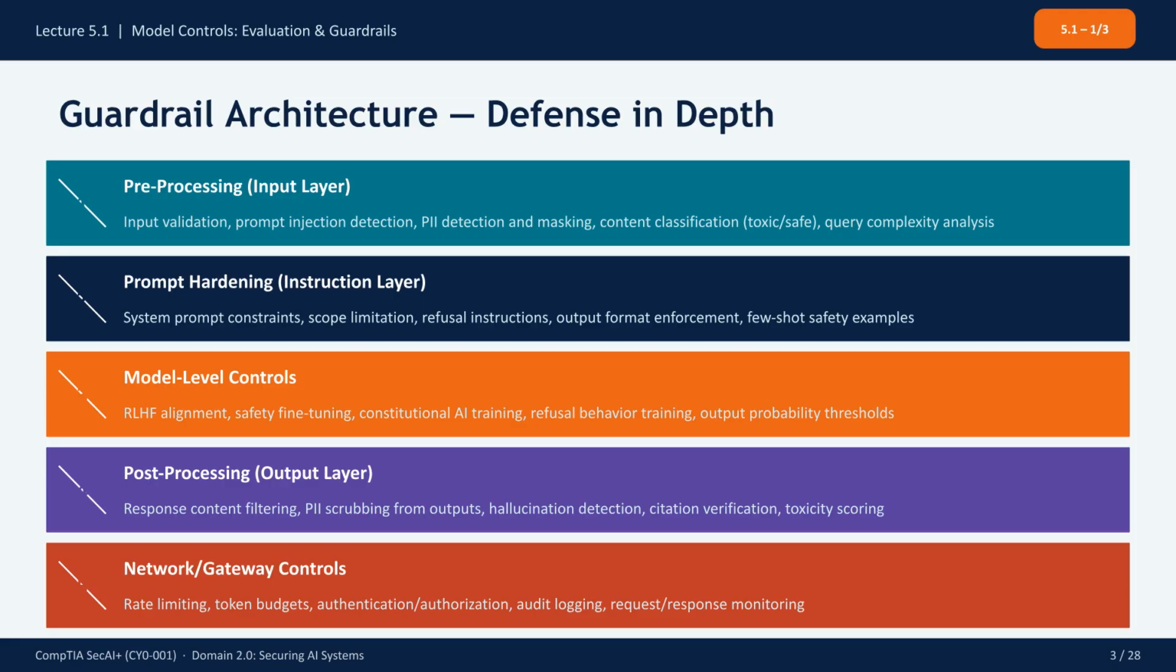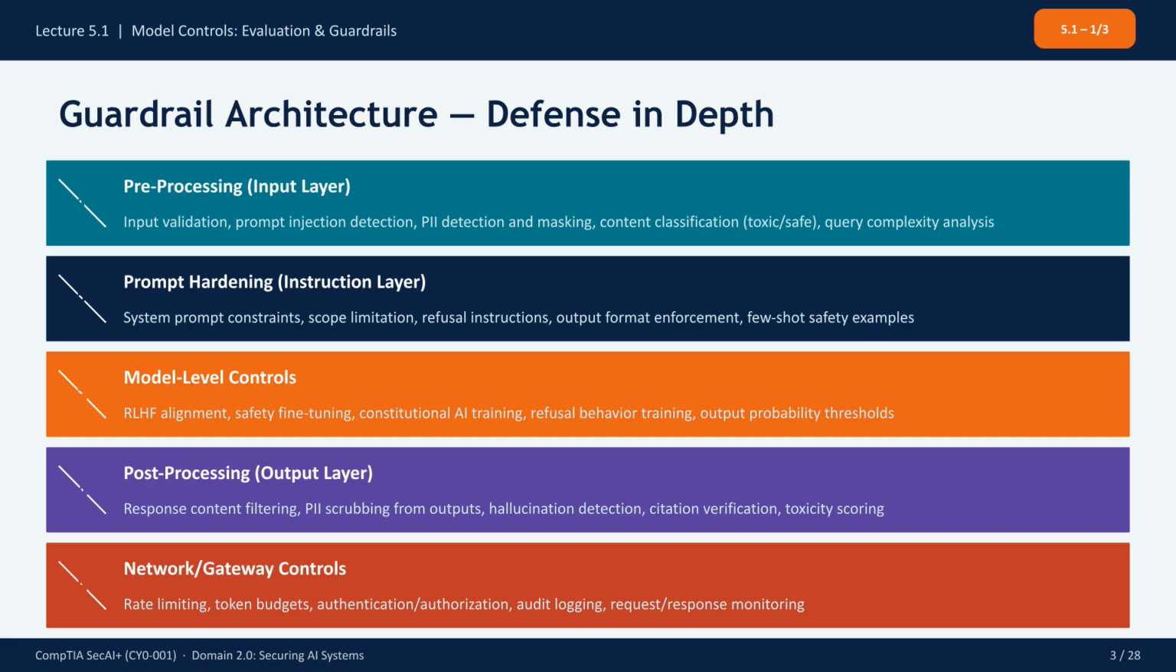This is the most important slide in Section 5, and arguably one of the most important in the entire course. The 5-layer guardrail architecture represents defense in depth, applied specifically to AI systems. Each layer catches attacks that bypass the previous layer. Let me walk you through each one.